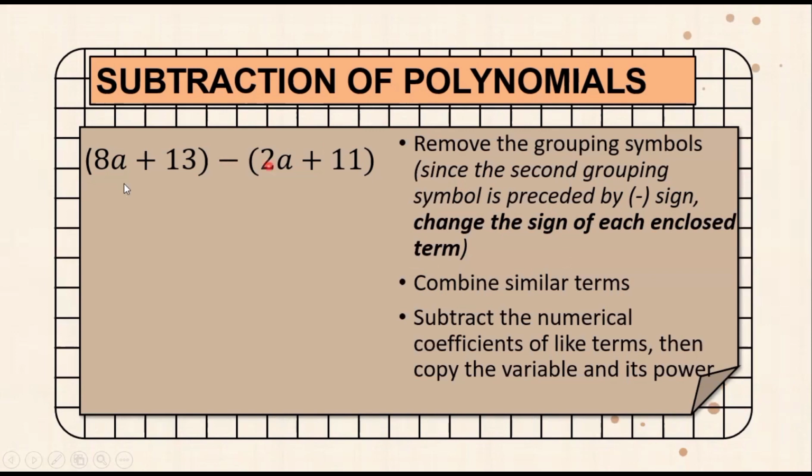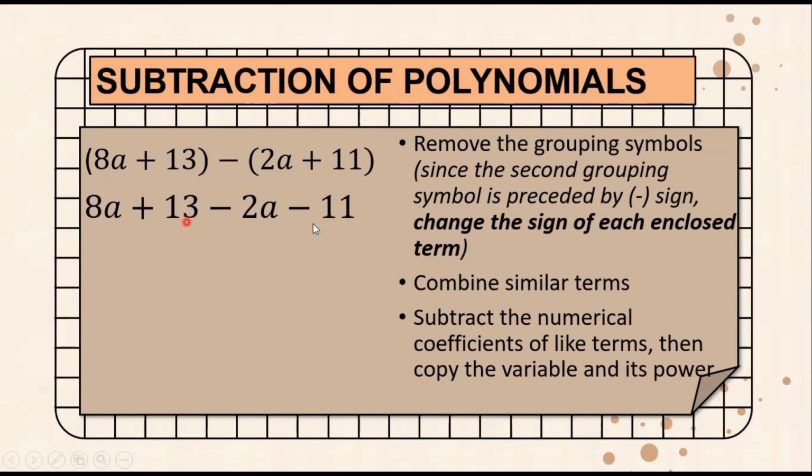Okay? Ito po yung minuend, yung una. Yung binabawas dun sa minuend, ang tawag dun subtrahend. Okay? At yung gagawin nyo sa minus sign, i-distribute nyo yan doon sa terms, sa lahat ng terms na nandoon sa loob ng parenthesis or yung terms under the subtrahend. Okay? So magiging 8a plus 13 minus 2a minus 11.